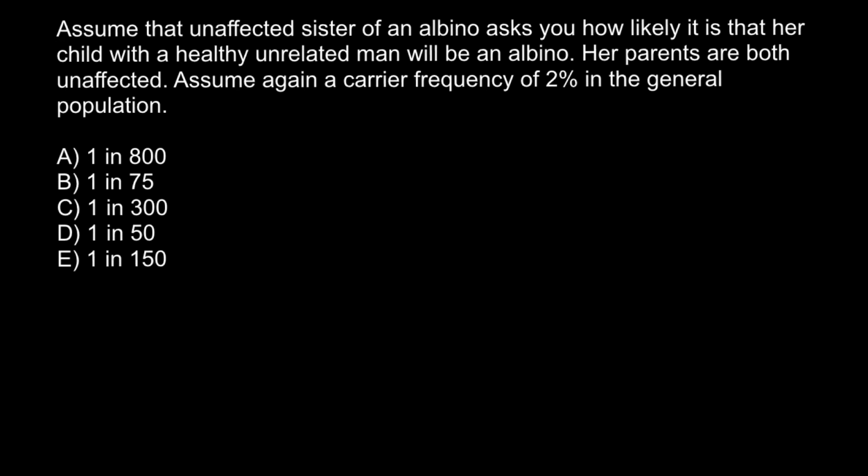Today's problem is: assume that an affected sister of an albino asks you how likely is it that her child with a healthy unrelated man will be an albino. Her parents are both unaffected. Assume again a carrier frequency of 2% in the general population. And here are the 5 answers to choose from.